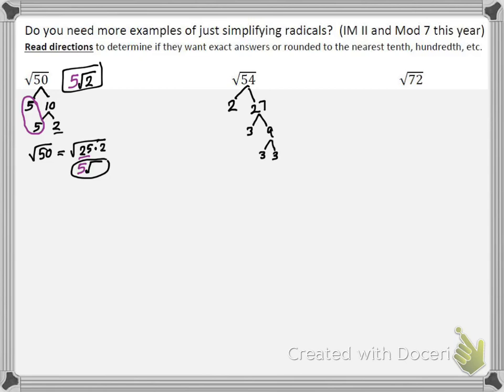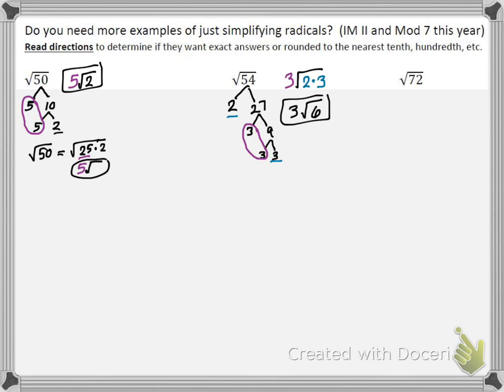Again, I'm looking for pairs of matching things. I see here a pair of 3s becomes a single. I got another 3, but he doesn't have a partner, so he doesn't get to come out. Then I have these leftover 2, leftover 3, square root, leftover 2, stuck inside, leftover 3, stuck inside. That means 3 square root 6.